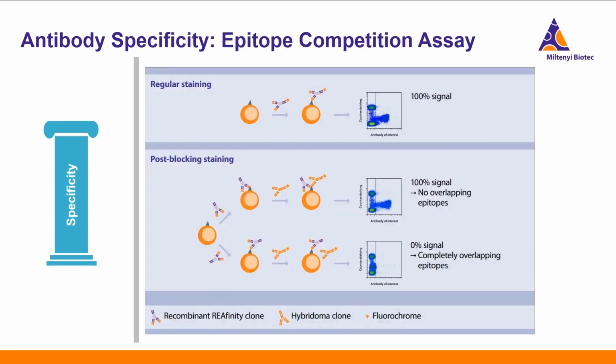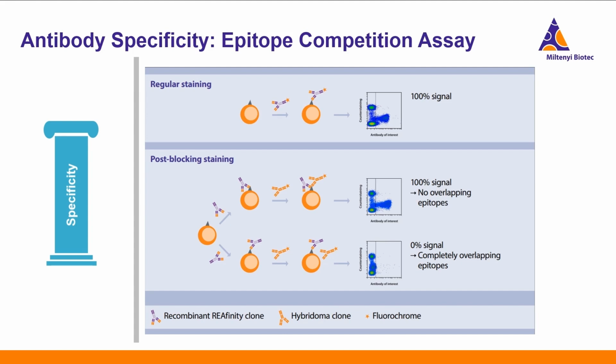In addition to knockout validation, we also conduct epitope specificity assays to further validate the performance of our antibodies. This assay is instrumental in determining whether the antibody recognizes the same or a different epitope compared to a competitor antibody. In a typical staining scenario, cells are first incubated with our antibody, which binds to the epitope of interest. This interaction results in a 100% signal, indicating specific binding to the target epitope.